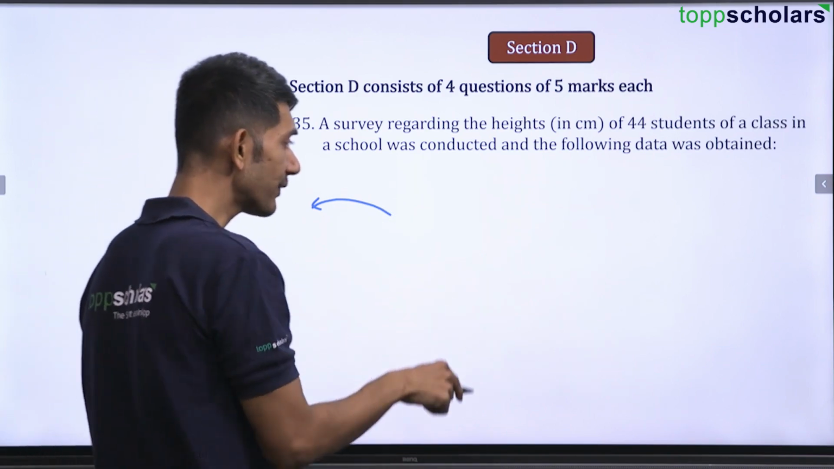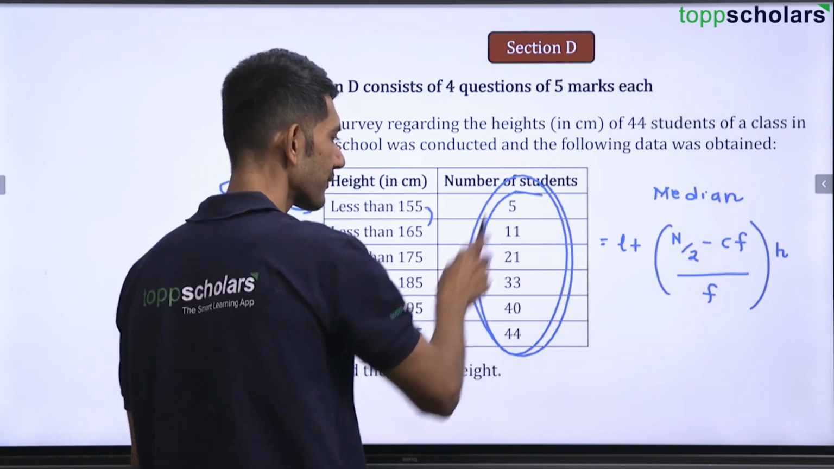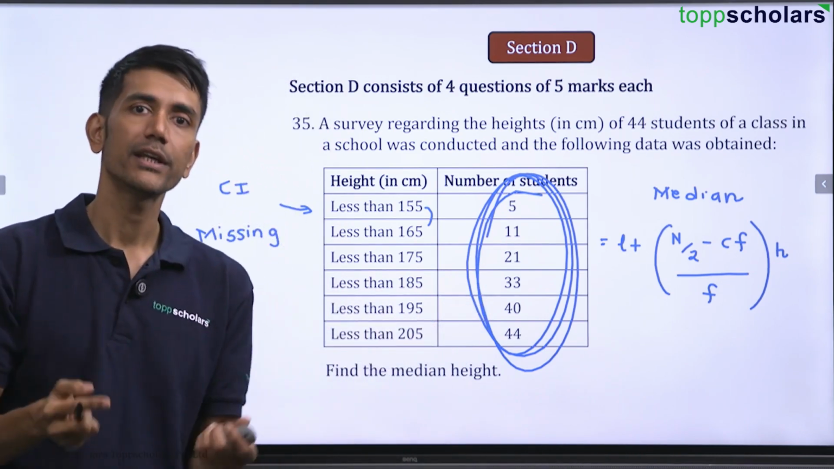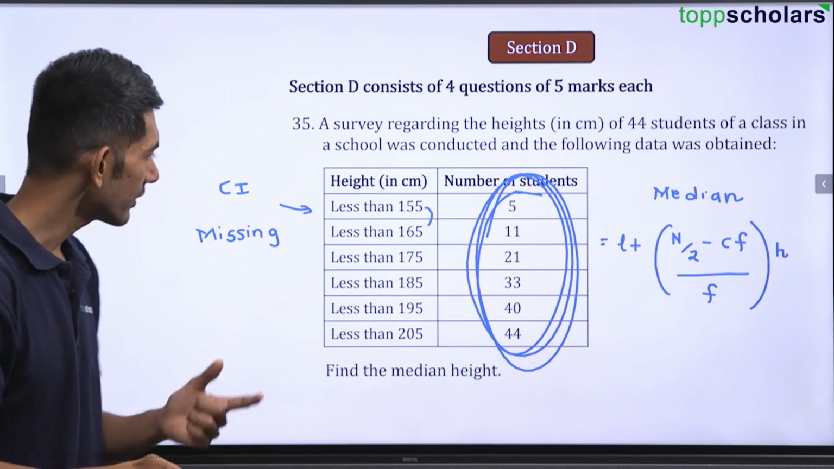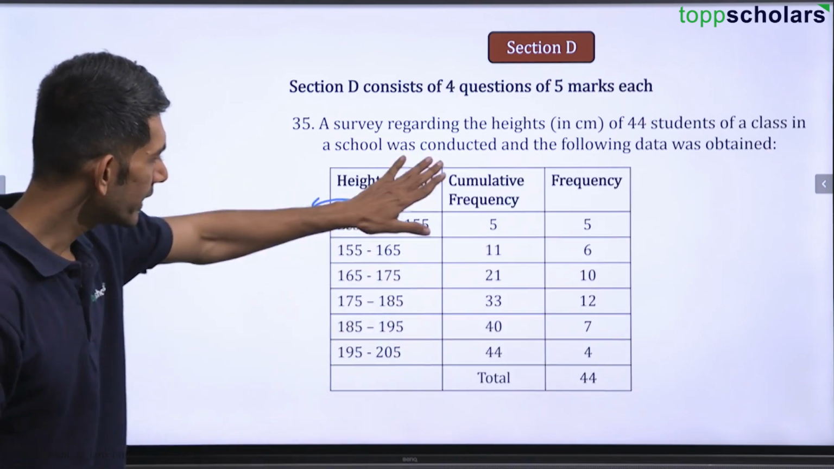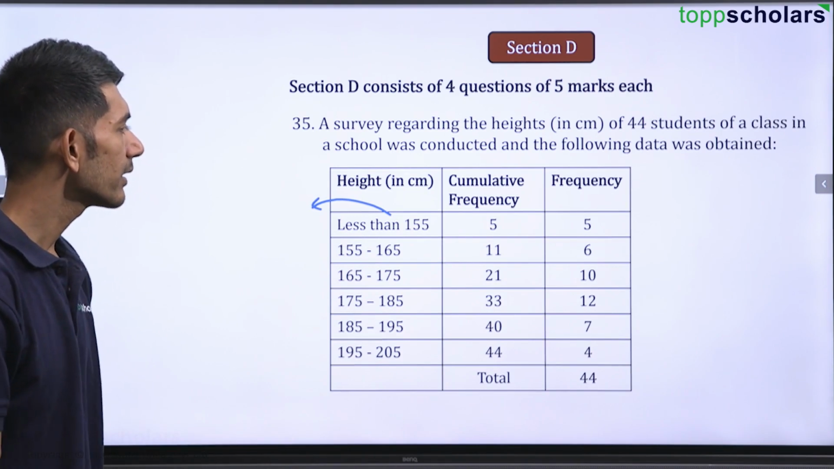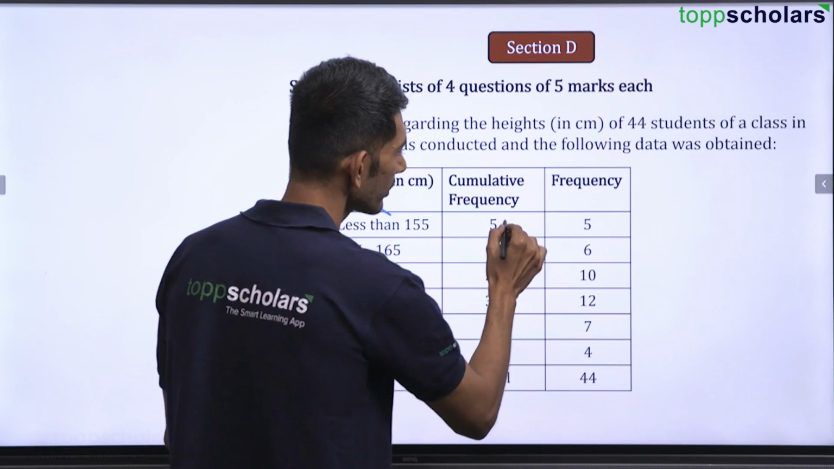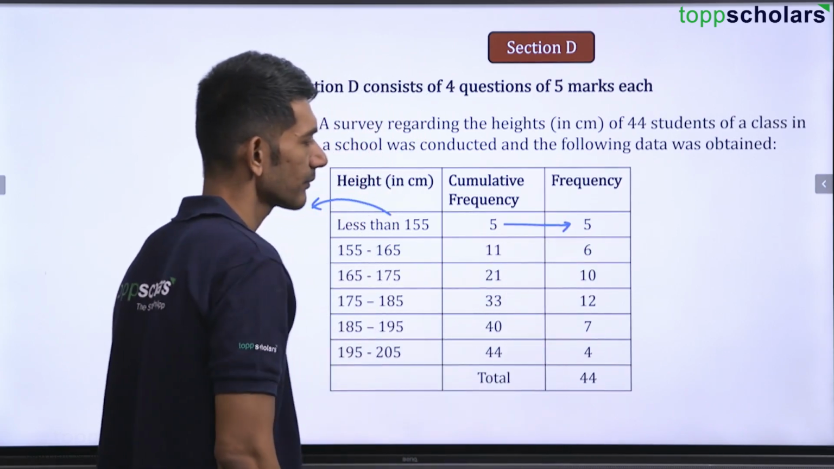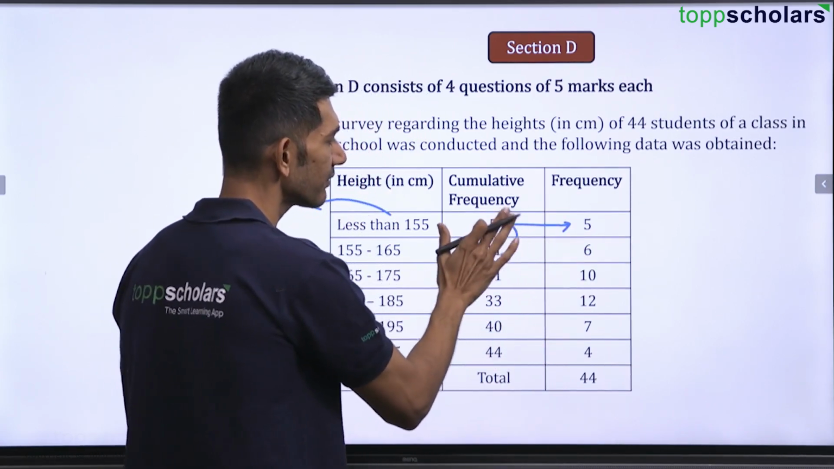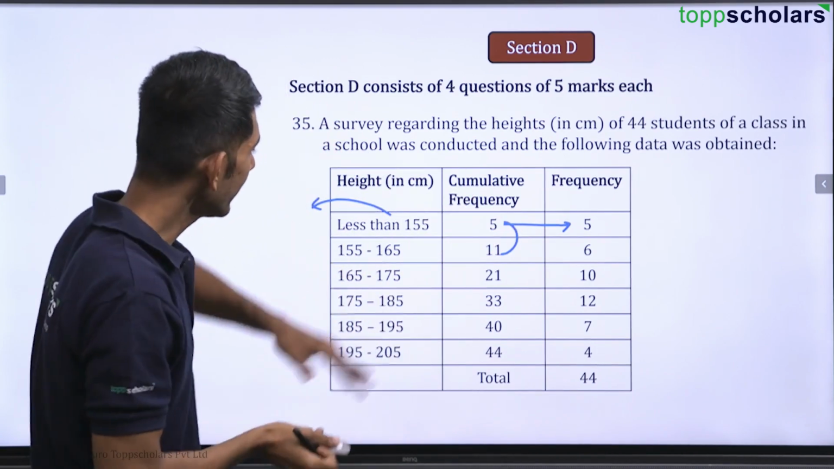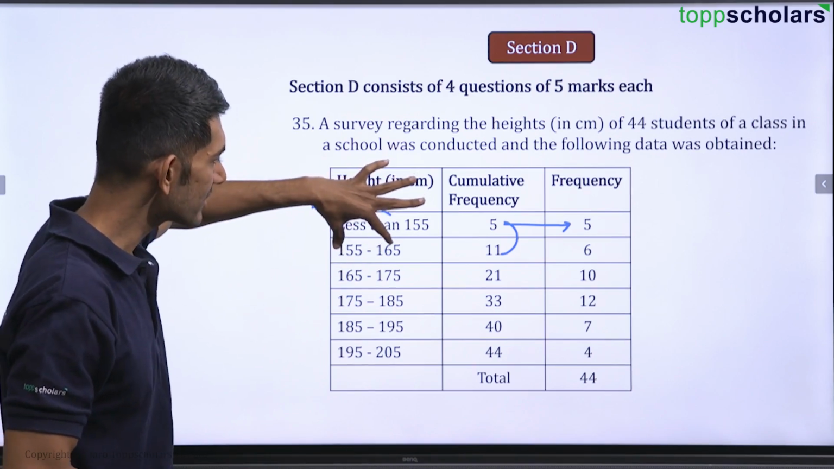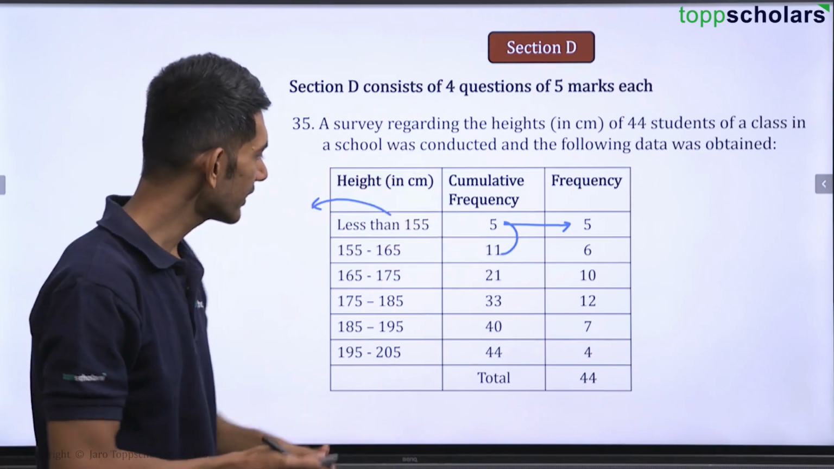Now the cumulative frequency, see, this is the cumulative frequency. That is already given. You need to find out the frequency. How do you find out the frequency? That is simple. What you need to do is write down 5 as it is, correct? Then 11 minus 5. These 5 will go. See, less than 155 is 5. So those 5 people are gone. From 155 to 165, you will have 11 minus 5, that is 6.